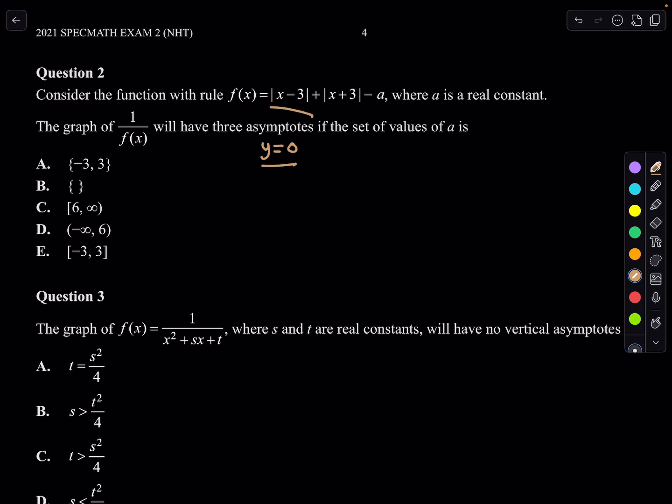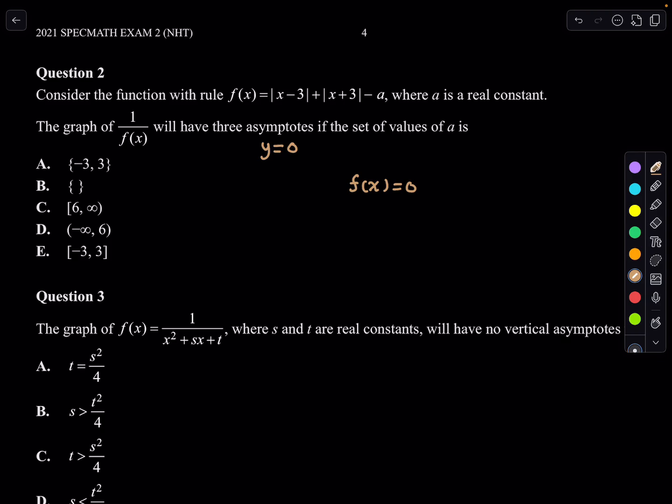So we need 2 more, because we want in total 3 asymptotes. How do we get those? Well, those are going to be vertical asymptotes. And to solve for vertical asymptotes, we let the bottom function, f of x, equal 0 and solve for x. If there are 3 x values, there are 3 vertical asymptotes. In this case, we want 2.